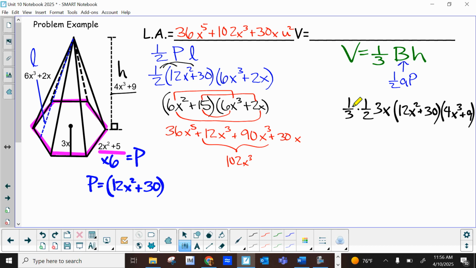To be honest, I would multiply 1/3 times 3x right off the bat. What is 1/3 times 3x? Just x, okay? You see how 1/3 times 3 is just 1? So ultimately, I'm going to have 1/2 x times 12x squared plus 30 times 4x cubed plus 9. See, right there, I already multiplied. Again, you can multiply whatever order you want. So I just got rid of one fraction.